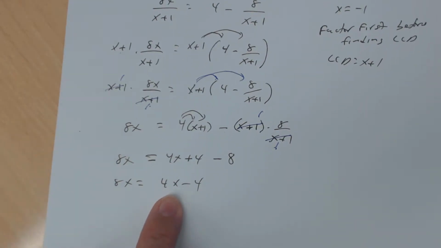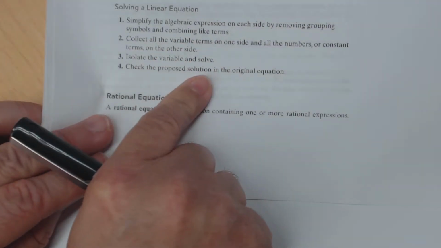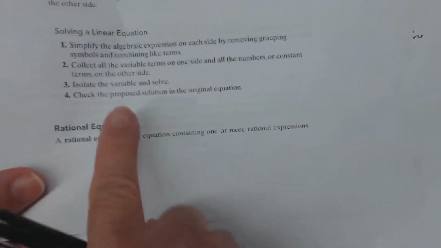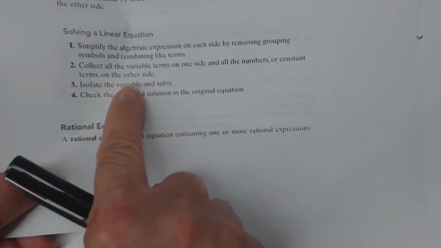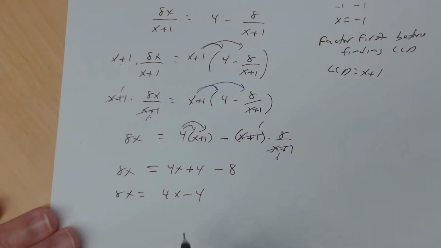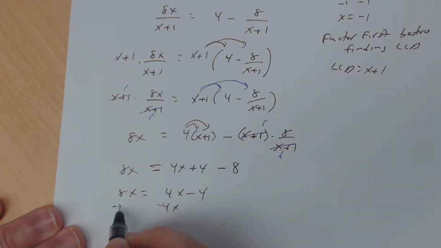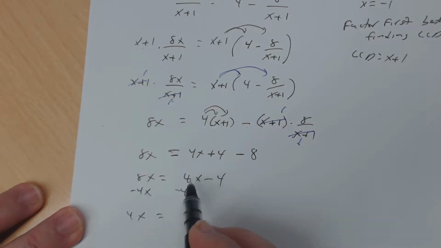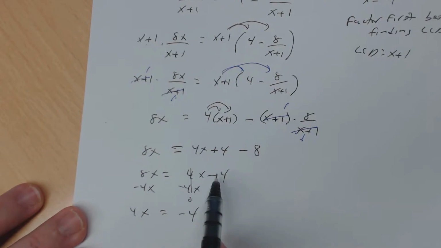To solve a linear equation, remember, you're going to do these little steps here. So we're at that second part right here, where we bring all the variables to one side, constants to the other. So I'm going to subtract 4x on both sides. And so 8x subtract 4x is 4x, equal. 4x minus 4x is 0, and I'm left with a negative 4. Not a positive 4, but a negative 4.